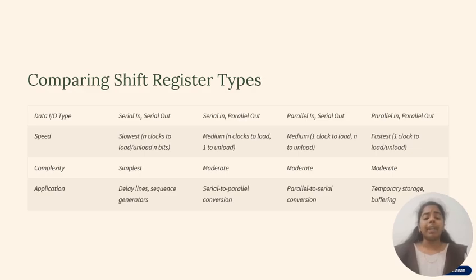Now, applications. Serial in serial out is used in delay lines and sequence generators. Serial in parallel out is used in serial to parallel conversion. Parallel in serial out is used in parallel to serial conversion. And parallel in parallel out is used for temporary data storage.